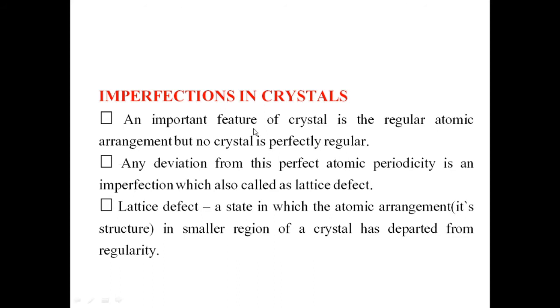An important feature of a crystal is the regular atomic arrangement, but no crystal is perfectly regular. Any deviation from this perfect atomic periodicity is an imperfection, which is also called a lattice defect. Lattice defects are a state in which the atomic arrangement, its structure, in a small region of a crystal has departed from regularity.